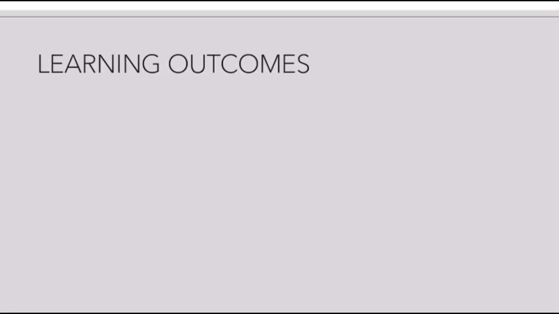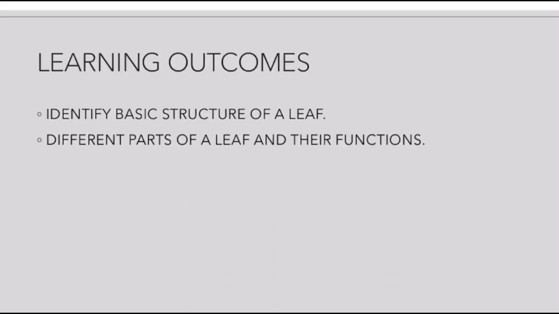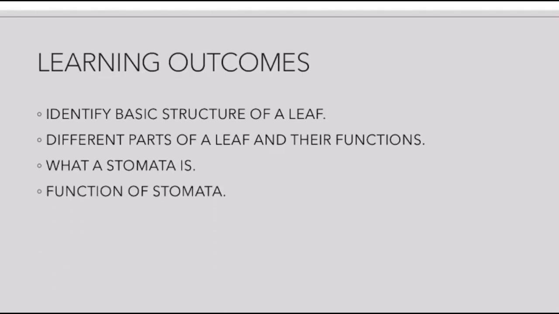Now let us see what we have learned through this video. What are the learning outcomes? Through this video we have learned how to identify the basic structure of a leaf. We also learned the different parts of a leaf and their functions, what stomata is, and the function of stomata.